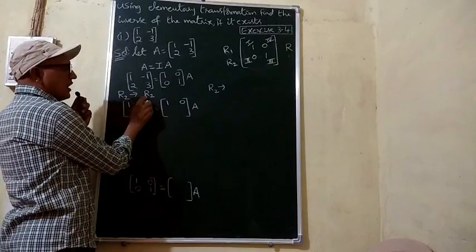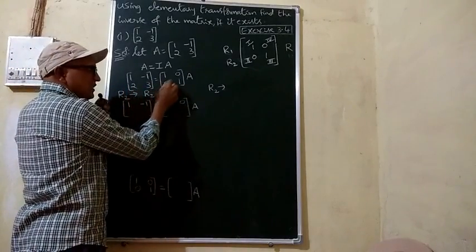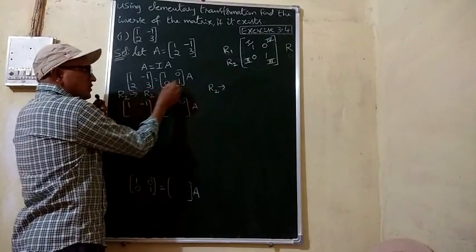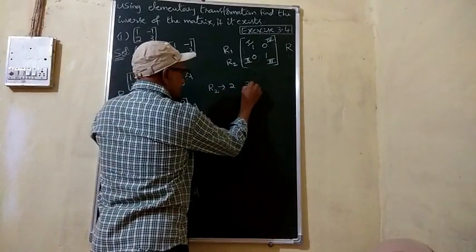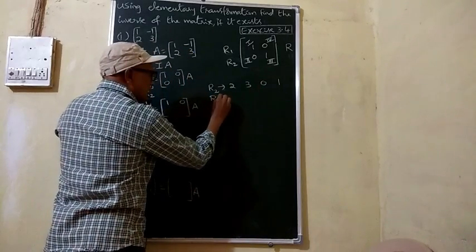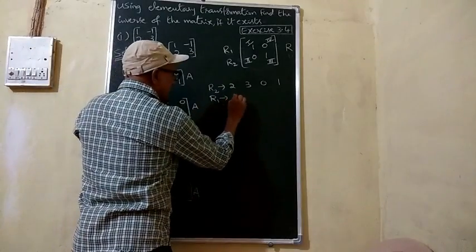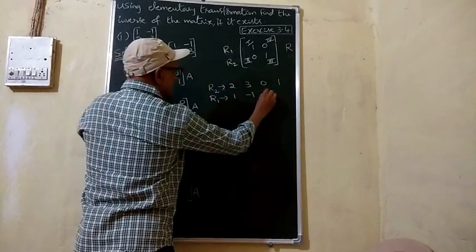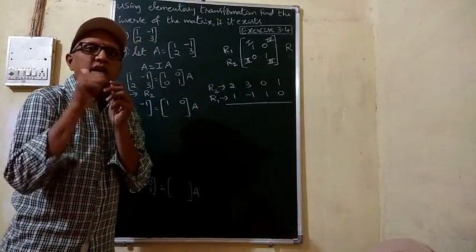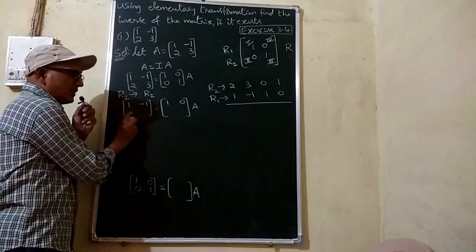R2. What are the elements in R2? 2, 3, 0, 1. The second row: 2, 3, 0, 1. What are the elements in R1? 1, minus 1, 1, 0. Where do we want 0? Here. This place we want 0.